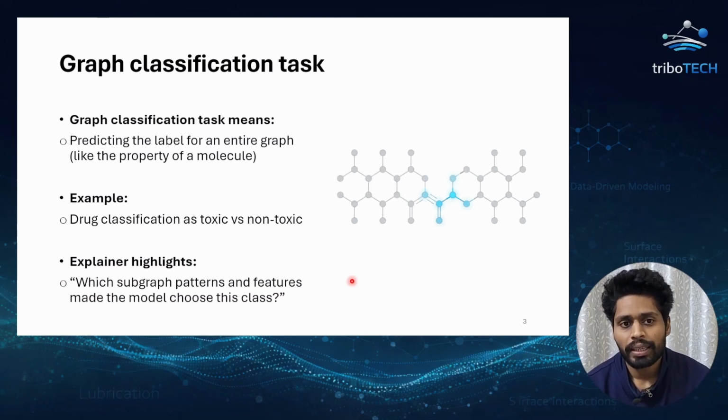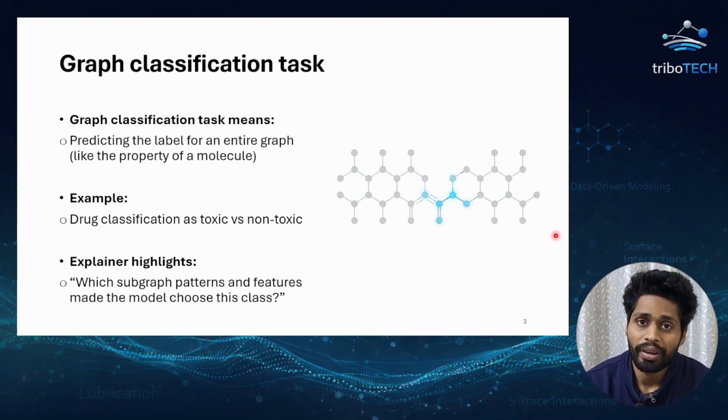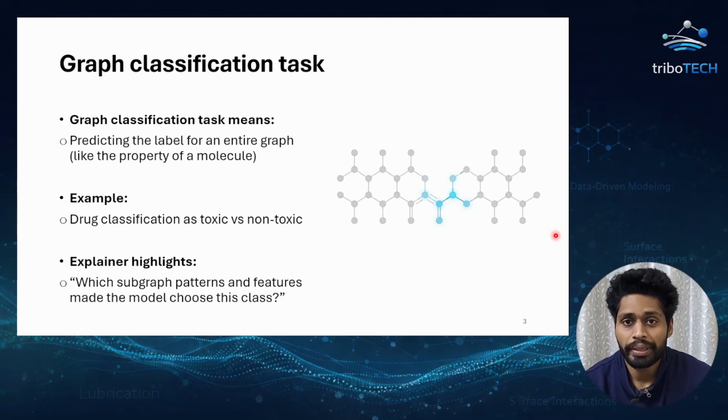So in graph classification task, the task of a model is to predict the label for an entire graph. For example, the property of a chemical molecule, right? The example could be the classification of a drug as toxic or non-toxic. So the objective of GNN model in this kind of task is to classify the drug as toxic or non-toxic. And there could be any other property also which you want to predict.